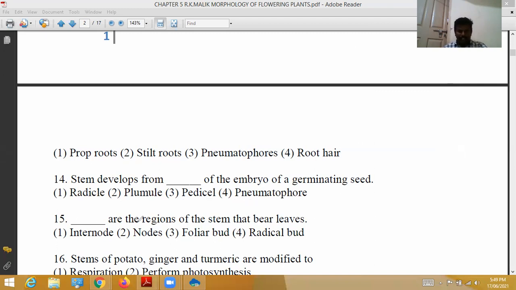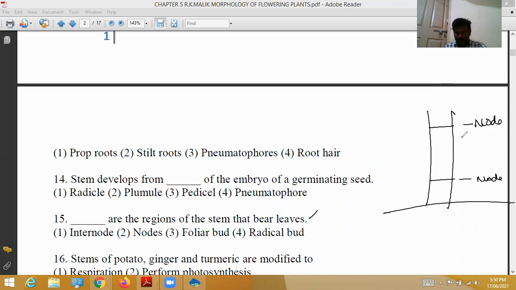Next, 15th question: dash are the regions of the stem that bear leaves. See here, this is a node. This is a node. These two are called internodes. So this is the node. It gives rise to leaf-like structures. So nodes are the regions of the stem that bear leaves.